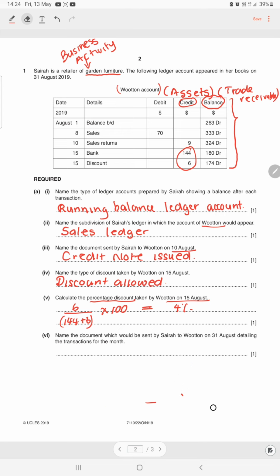Next, let's get to part 4. Name the document which should be sent by Sarah to Wuton on 31st August detailing the transactions for the month. Okay, so this is an interesting source document. Now we know that Wuton is a trade receivable, a customer who owes you money. So the name of the document is called a statement of accounts.